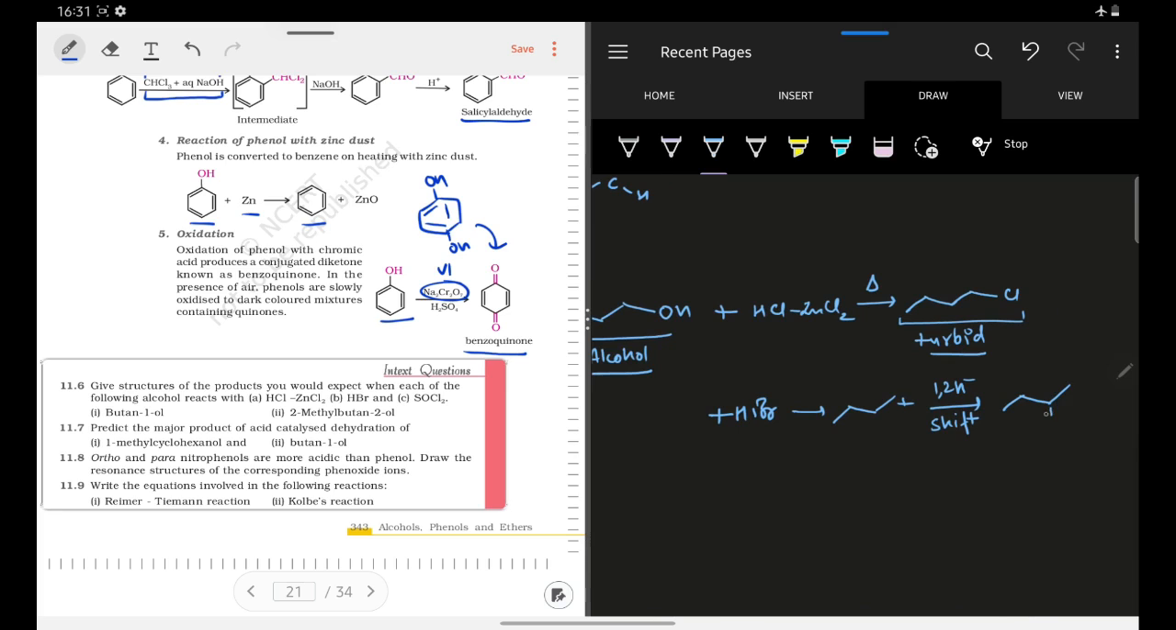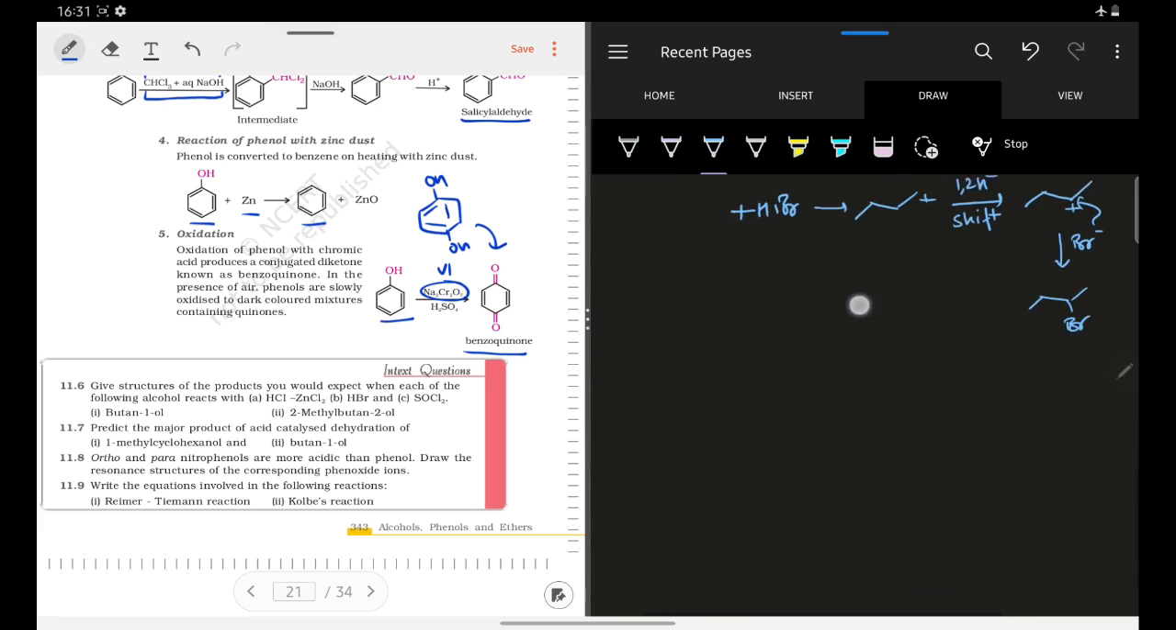I am not going into details of rearrangement because I have already made a video on that. If you do not know it, just go and watch it. Now I have this Br minus which will attack this carbocation, and it will lead to the formation of 2-bromobutane. Okay. Now let us try to react this with SOCl2.